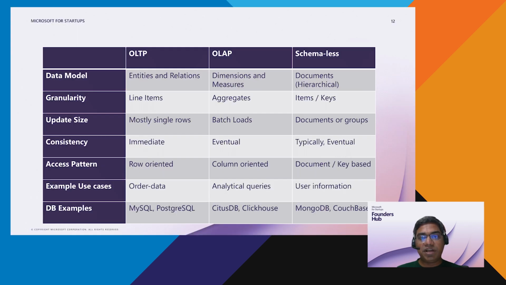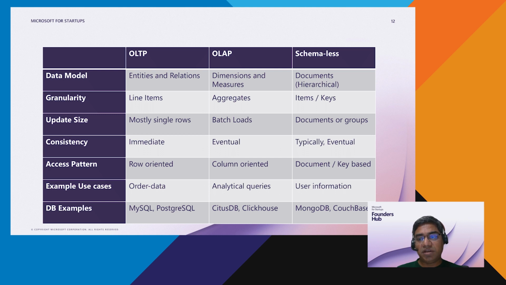Here I go a little bit deeper into different kinds of databases. So typically, I would say there are two or three types: OLTP, or online transactional processing, OLAP, or online analytical processing, and the third category, which is relatively newer, is schemaless, right? So if you see the chart, each of them has different data models. Each of them has different granularity. Again, the update size is different. Typically in OLTP, you have immediate consistency. OLAP has eventual, and schemaless also is typically eventual, right? Another important difference between these three is that OLTP is typically row oriented.